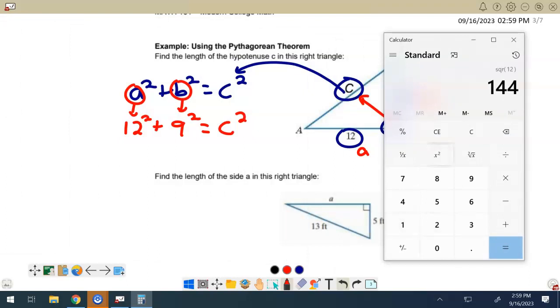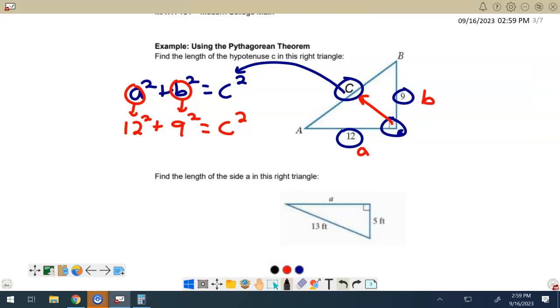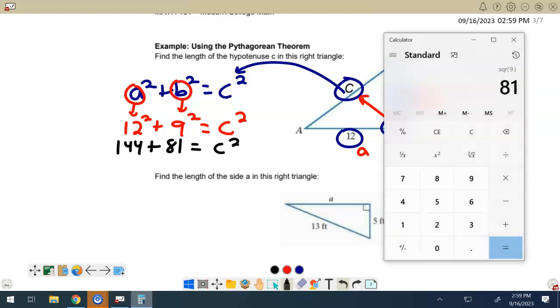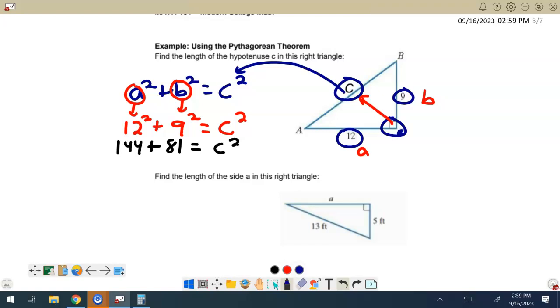And so I don't have to pull it up again, 9 squared is 81. So we'll have 144 plus 81 equals c squared. We'll go ahead and add those two together. We've already got the 81 on the calculator, so I'll just add to that the 144. And I get 225. These numbers were very carefully chosen, so this would work out nice.